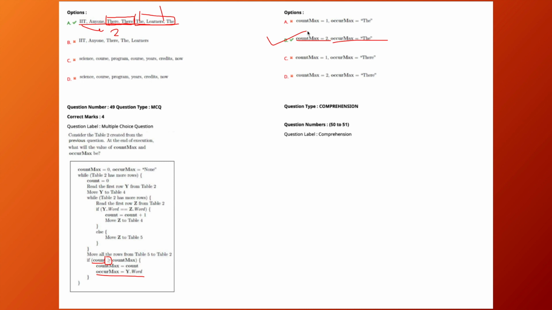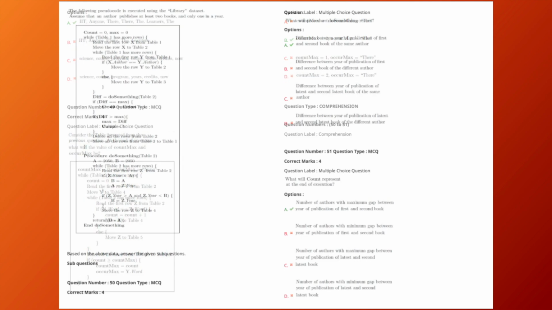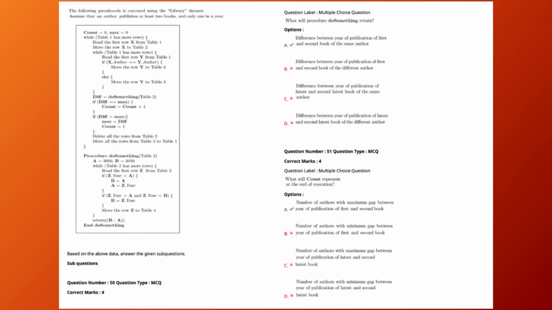So having seen that, we're going to move on to the next comprehension type question, which is valid for questions 50 and 51. So question 50, let's read the comprehension first. It says the following pseudocode is executed using the library dataset. Assume that an author publishes at least 2 books and only 1 in a year. So that means an author can have 2 or more books, but has published only 1 book in a year.